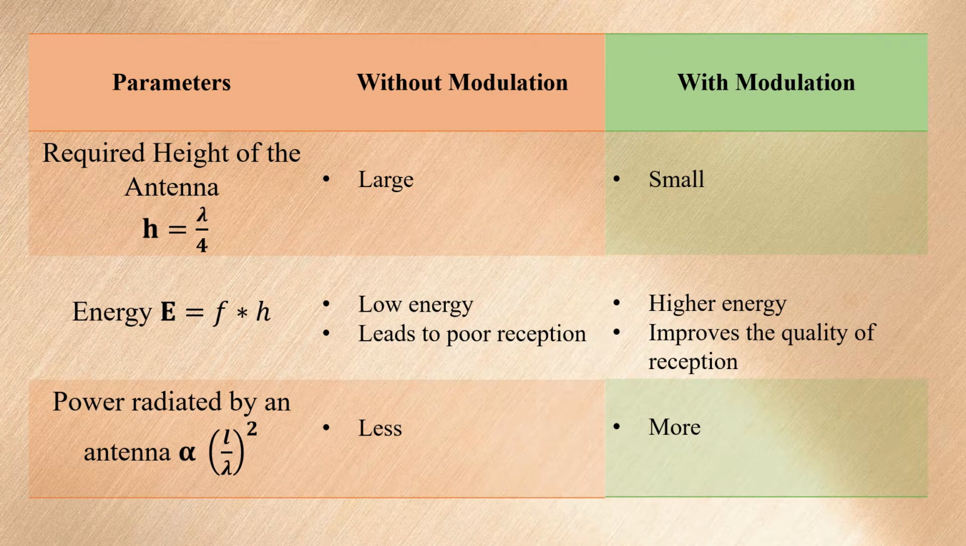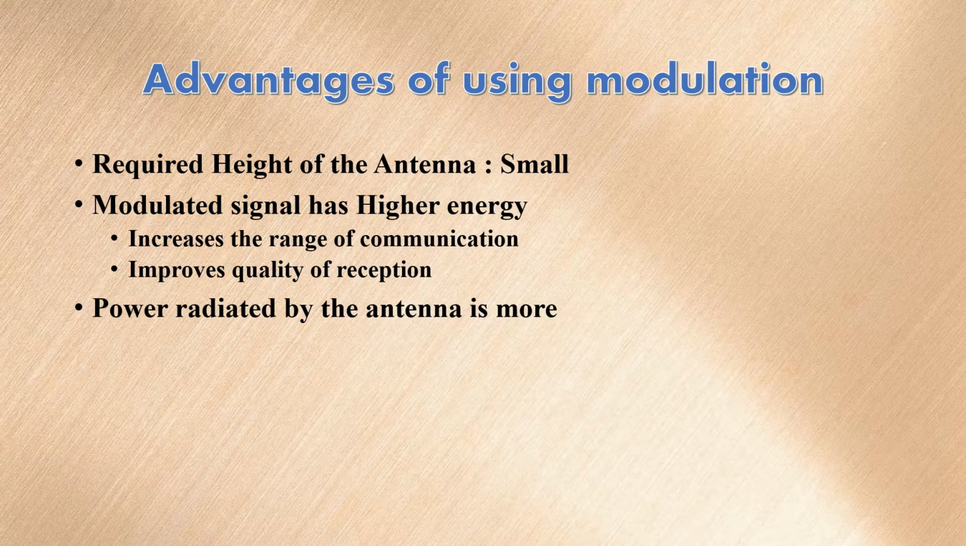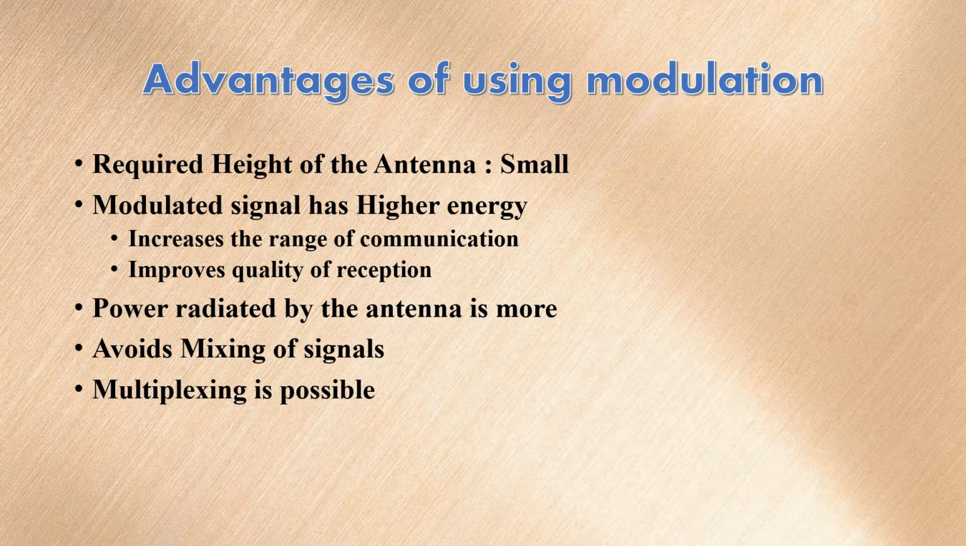So with the help of modulation, the required height of the antenna becomes small, the energy of the signal becomes higher and it improves the quality of reception, and the power radiated by the antenna becomes more. Apart from these advantages, the modulation techniques have some more advantages also. It avoids interference of the signal, that is, the mixing of signals can be avoided. And the next one is that a single channel can be used by multiple users, so multiplexing is possible.